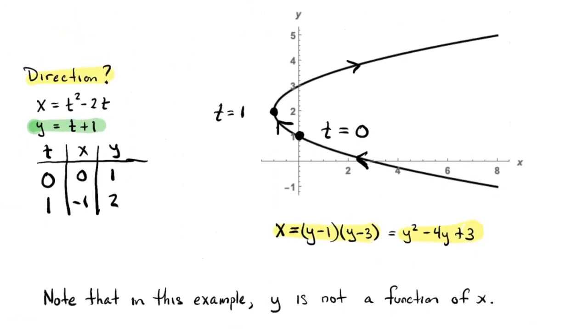Oh, sorry, before we move on, I wanted to point out that this function doesn't define y as a function of x. It fails the vertical line test. So this is nice. Parametric equations can describe things where y is a function of x. Here, x is a function of y. In the next example that we're going to look at, neither one of those things will be true.